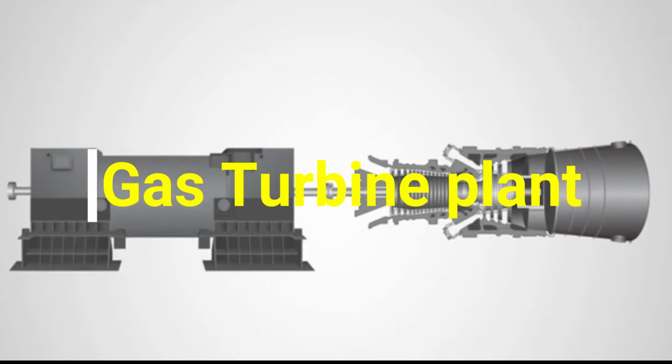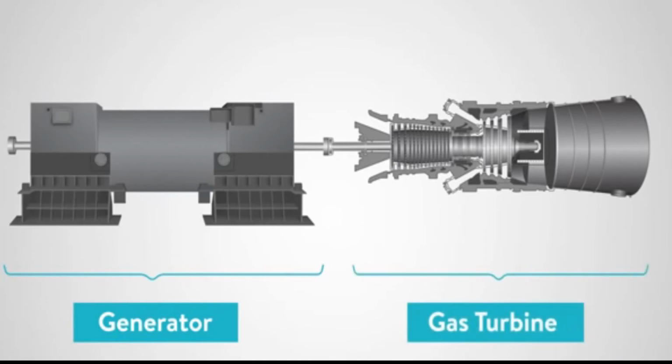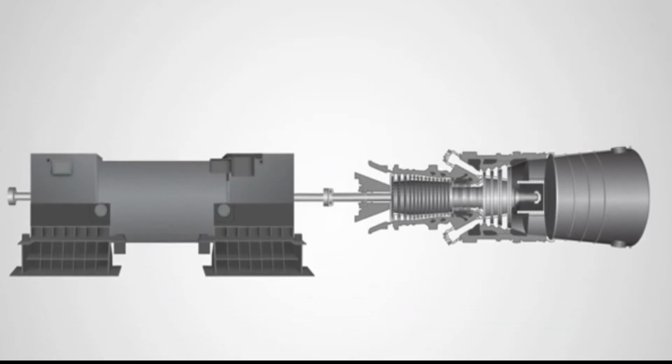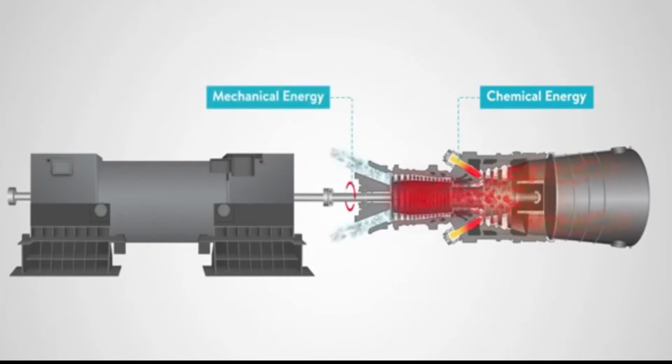Now let's talk about gas turbine plant. Gas turbine plant uses a combustion engine that converts gaseous or liquid fuels to mechanical energy. The gas turbine engine compresses air and mixes it with fuel that is then burned at high temperatures, creating a hot gas to make the turbine blade spin and turn a generator as it exhausts gas into the atmosphere. The burning energy is converted into electricity. The efficiency is usually less than 30%.